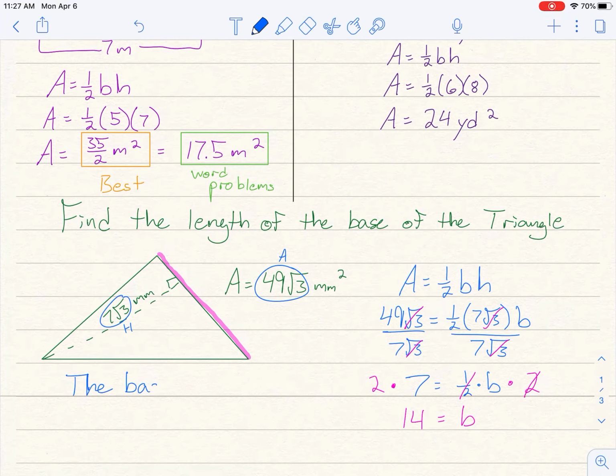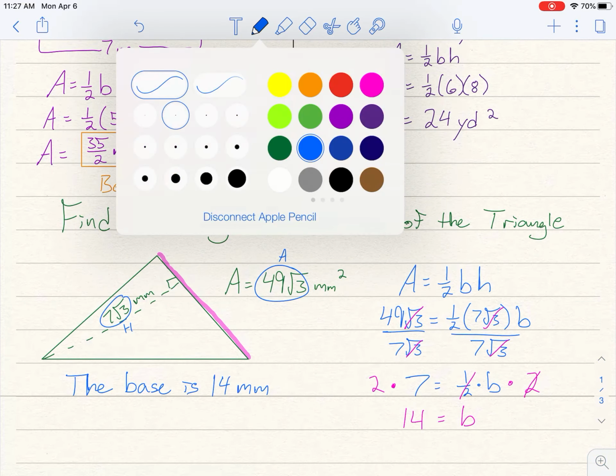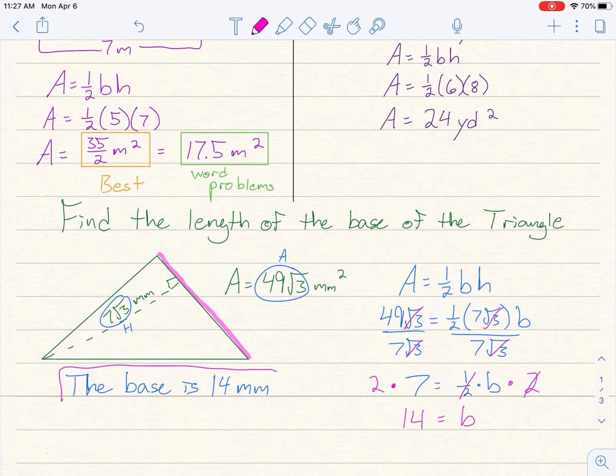So maybe we write that out. The base is 14 millimeters. I brought this example in because I wanted you to see solving for a given side length given one of the sides and your area, and also a little bit of algebra review with throwing some radicals into problems. So make sure you copy down these notes into your notebook.